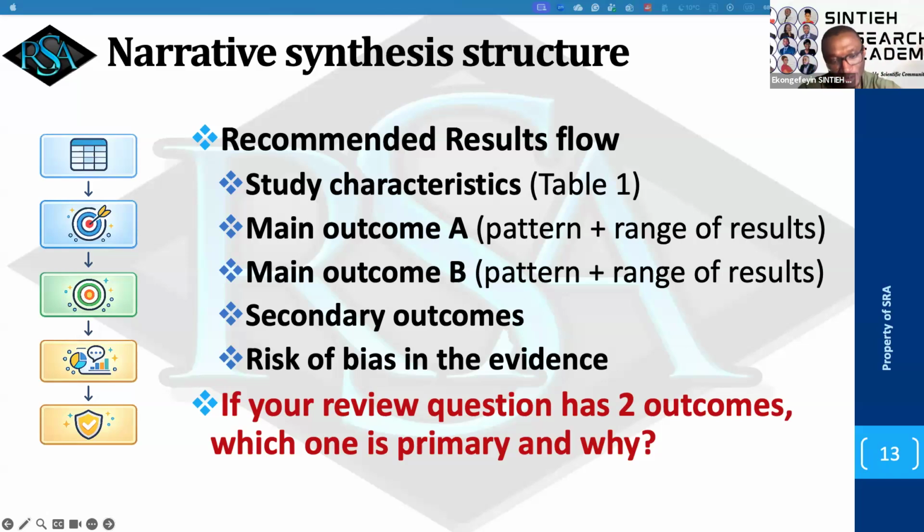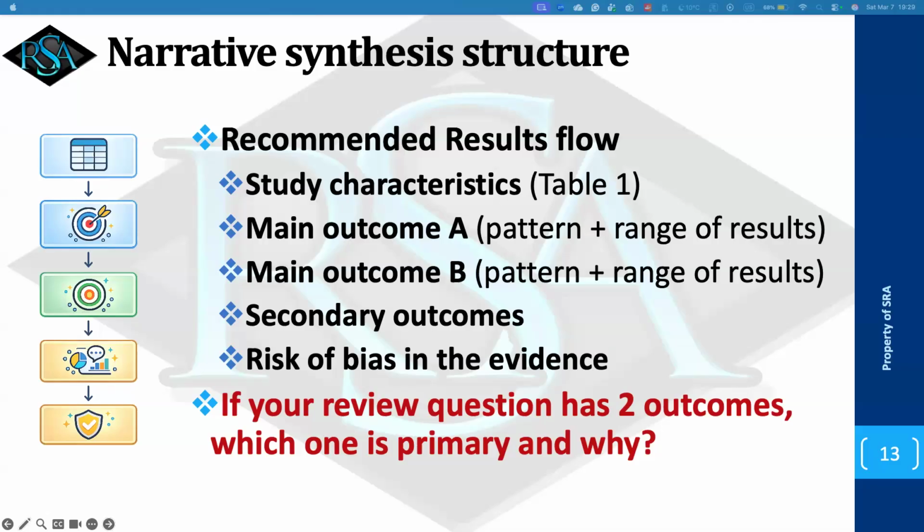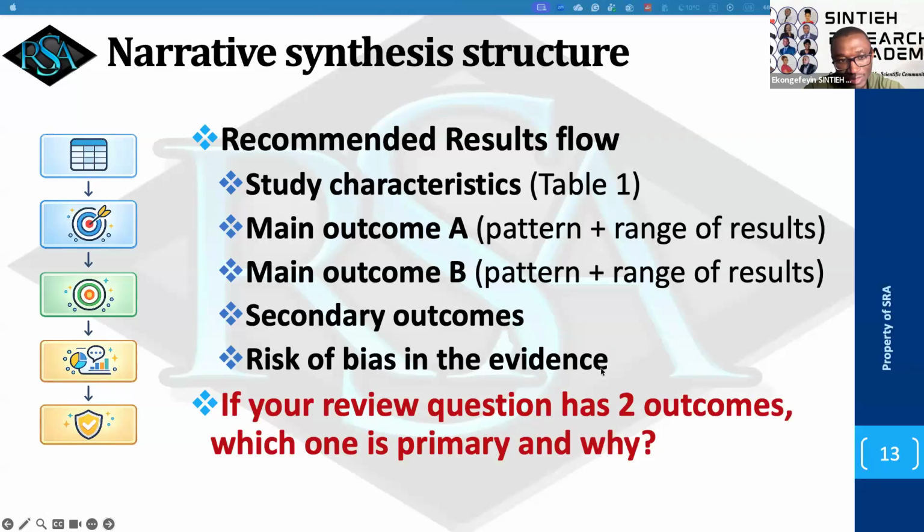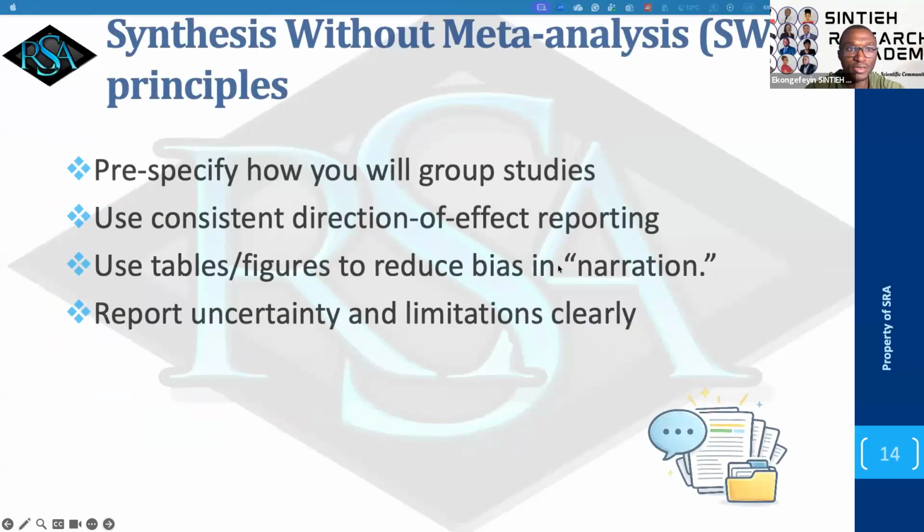All right, thank you very much. You've said it well. It's actually the outcome that answers the question that you ask. That's your primary outcome. All right.